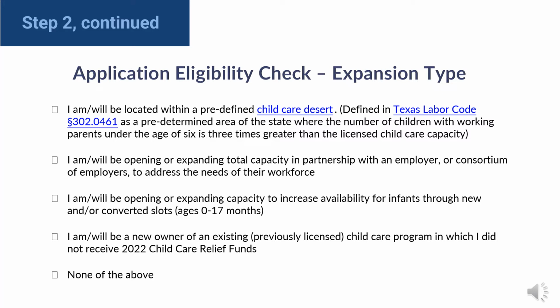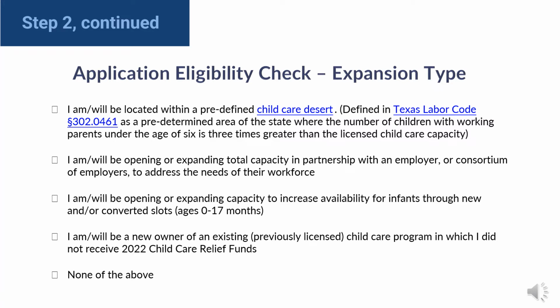See childcare.texas.gov/childcare-expansion for more eligibility information. Please note that if none of the above apply, your program will not pass the initial eligibility check and will be disqualified. If you are unsure what criteria you meet, please email expansion@civstrat.com. Those areas will be, I am or will be located in a predefined childcare desert.